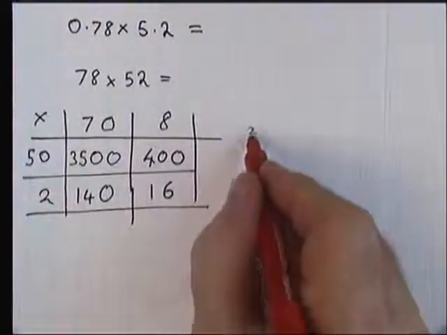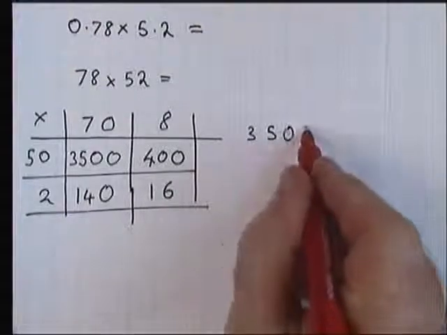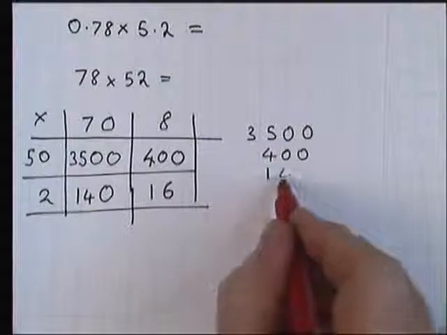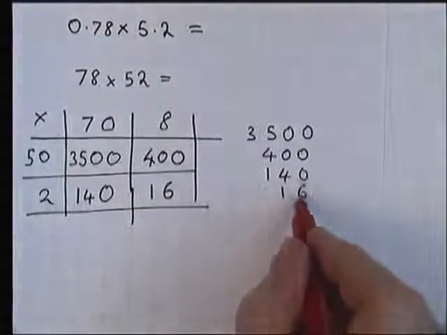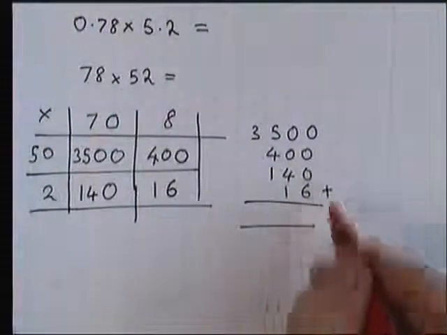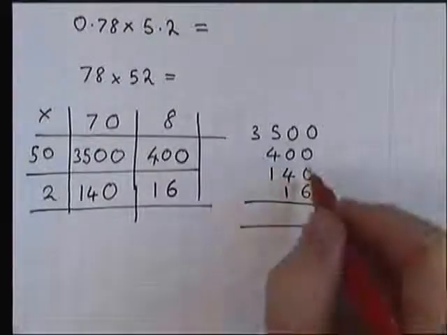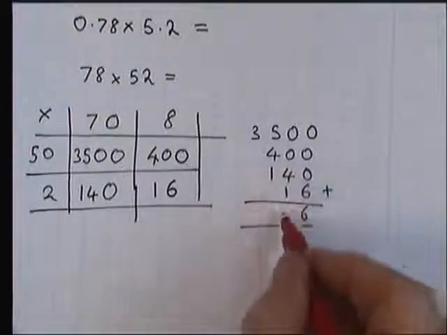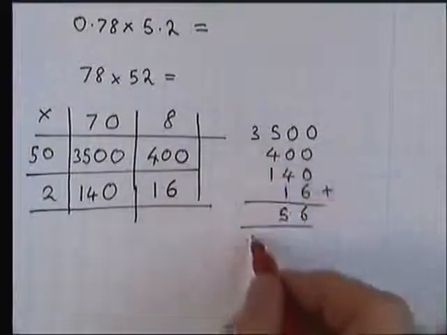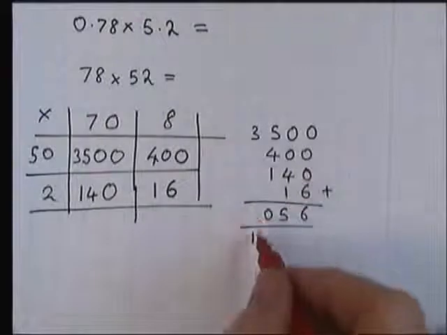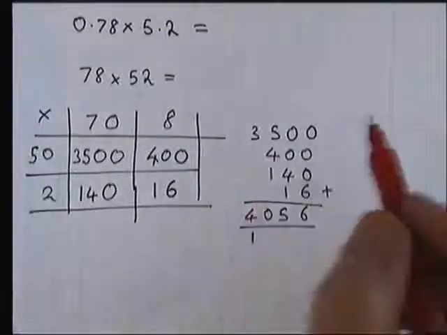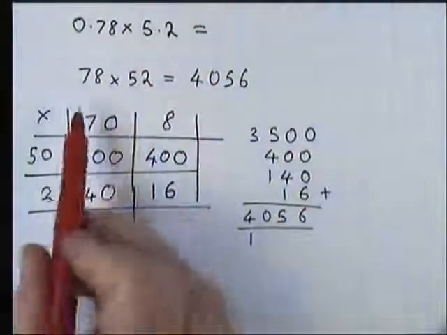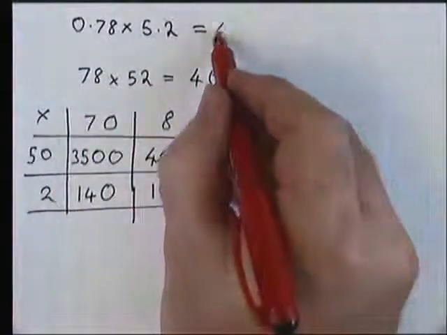Now we can line up the numbers carefully inside the grid, making sure that the units line up, the tens line up, the hundreds line up, and so on. Do that very carefully. You'll see lots of mistakes there where people aren't careful. And now we can do the addition. 6, 4 plus 1 is 5, 5 plus 4 plus 1 is 10, and 3 plus 1 is 4. So that's 4,056. Now that's the answer to 78 times 52.